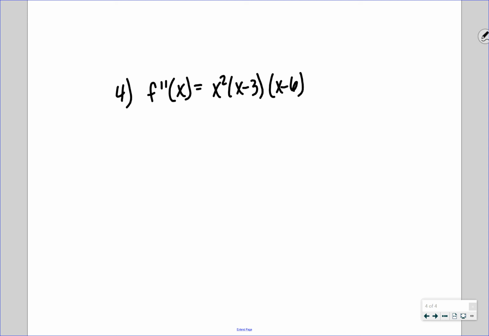Number 4. Let f be a function with the second derivative, f double prime, is x squared times x minus 3 times x minus 6. What are the x coordinates? So x equals question mark for the points of inflection. Points of inflection, let me know my second derivative equal to 0. Test them for change.